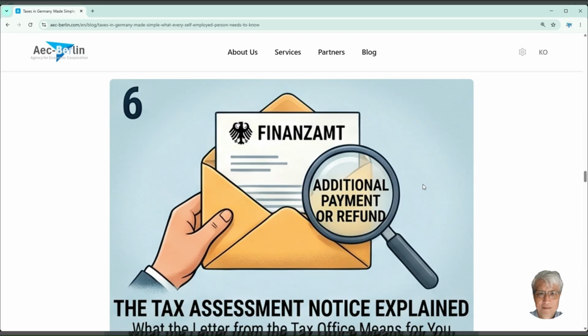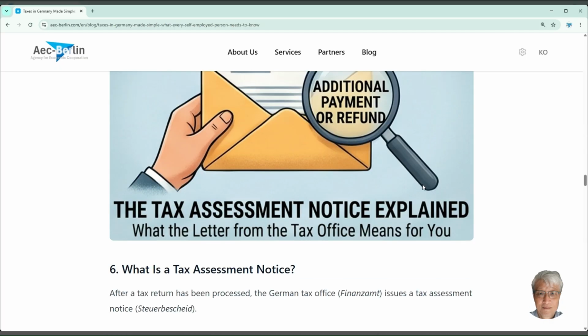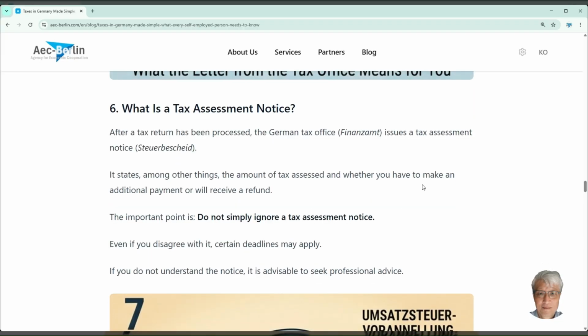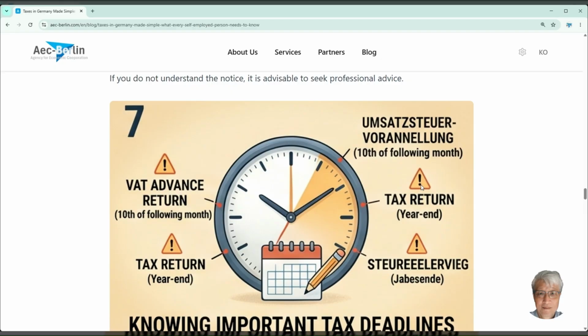6. What is a tax assessment notice? After a tax return has been processed, the German tax office, Finanzamt, issues a tax assessment notice, Steuerbescheid. It states, among other things, the amount of tax assessed and whether you have to make an additional payment or will receive a refund. The important point is, do not simply ignore a tax assessment notice. Even if you disagree with it, certain deadlines may apply. If you do not understand the notice, it is advisable to seek professional advice.